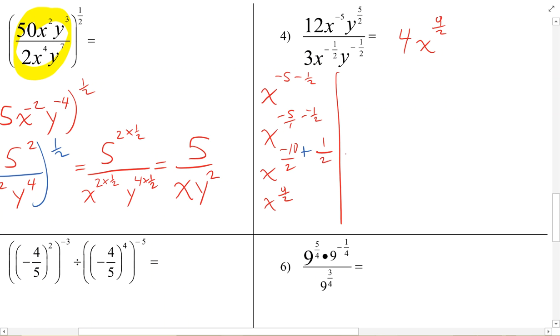And then on the y's, we gave you one hard one. We had to get a common denominator. Now we give you an easy one. So 5 over 2 minus negative 1/2. 5 over 2 plus 1/2. Y equals 6 over 2, which equals what? 3. There you go.